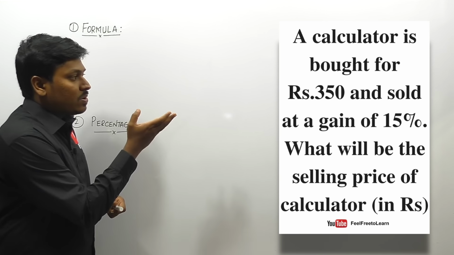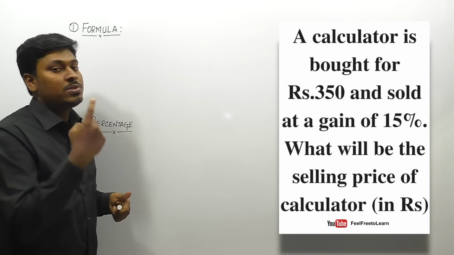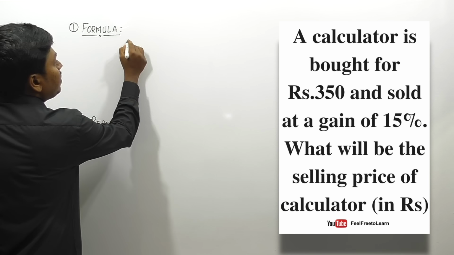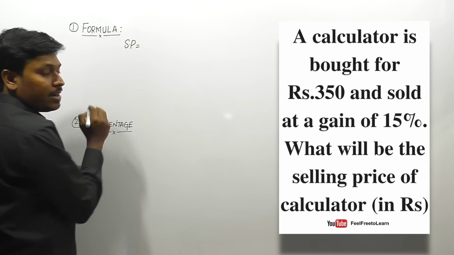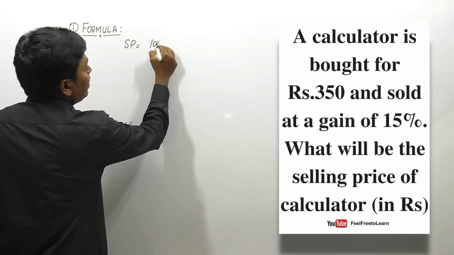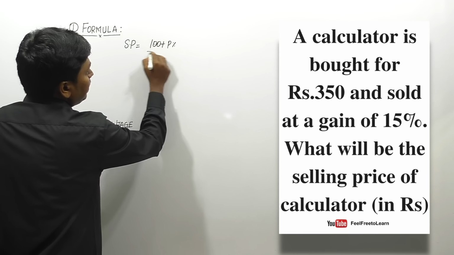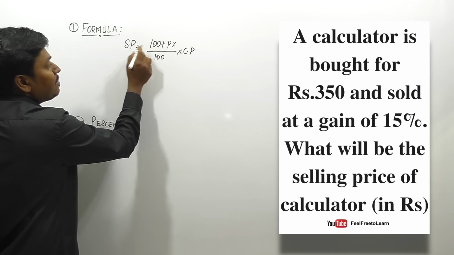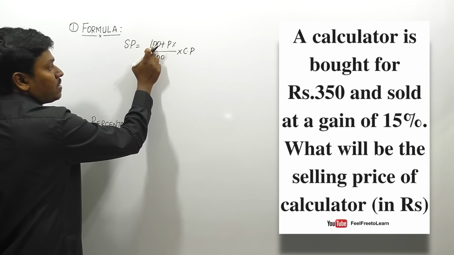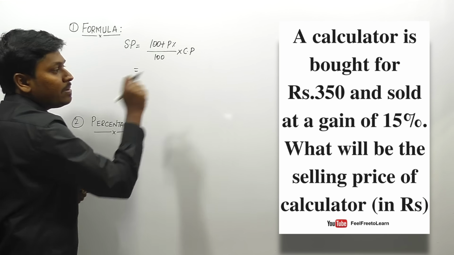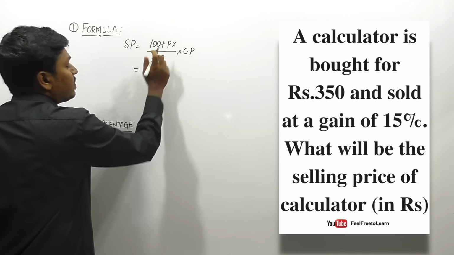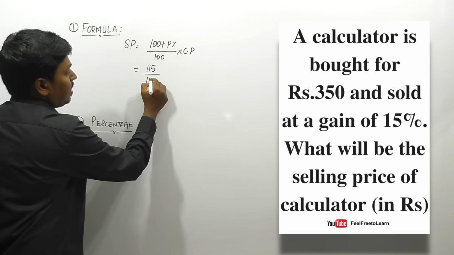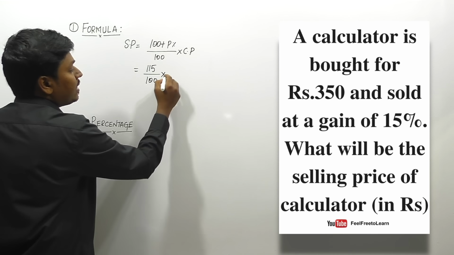So friends, we are going to solve this question by two methods, percentage and also formula, right? First of all, let me move on to the formula method, friends. Our target is to find the selling price of the calculator. So selling price will be 100 plus profit percentage divided by 100 into cost price, right? So here selling price is equal to 100 plus profit. Here profit will be 15%. So 100 plus 15 will be 115 divided by 100, and the cost price of the calculator will be 350.